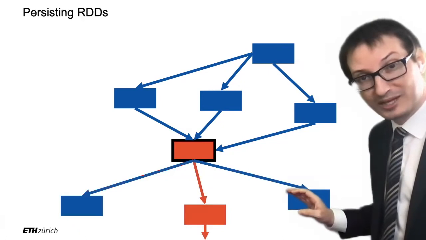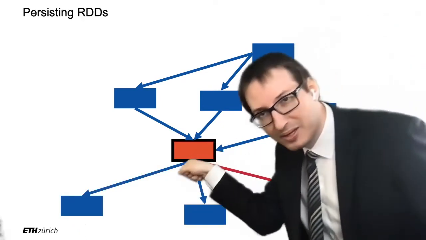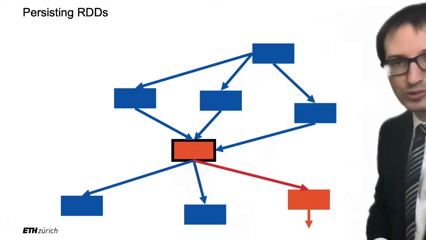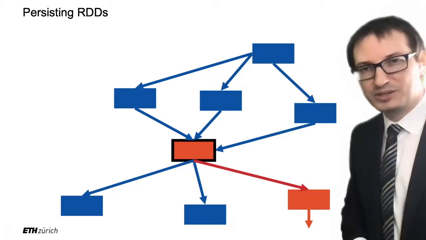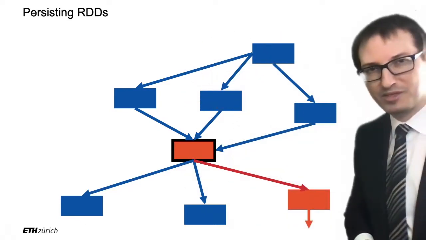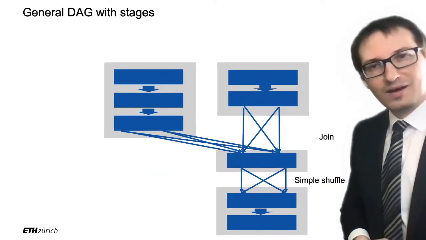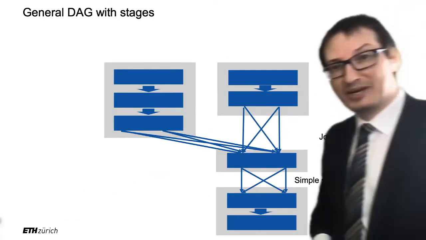So you see, this is the first way that you can optimize things by pinning the values of an RDD in place in the machines, so that you don't need to recompute the same things all over again. Okay, there's another thing you can optimize.